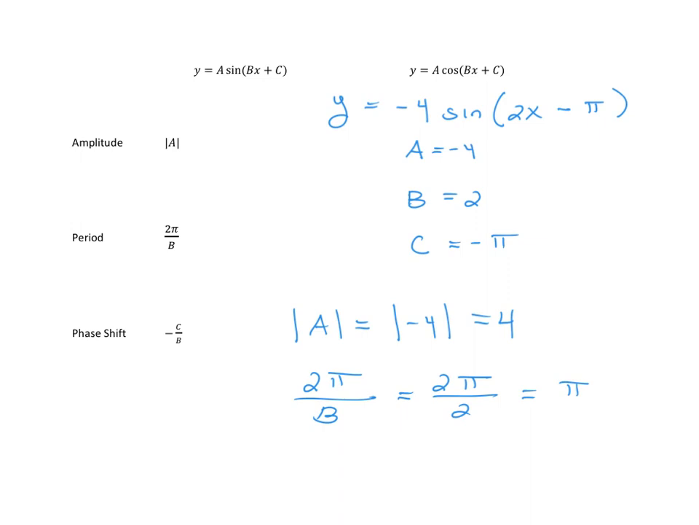And lastly, the phase shift can be determined by computing negative c over b. And for this example, c is -pi and b is 2. The two negatives cancel to give you a positive pi over 2. And this is telling you that the graph is moving pi over 2 places to the right.